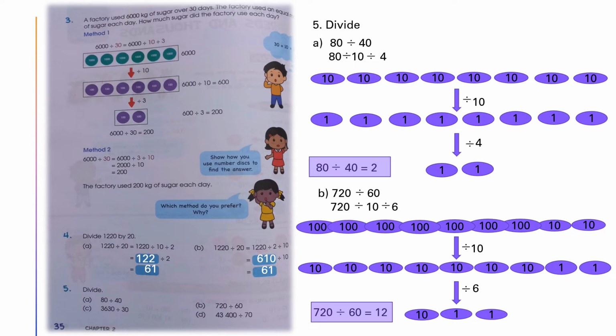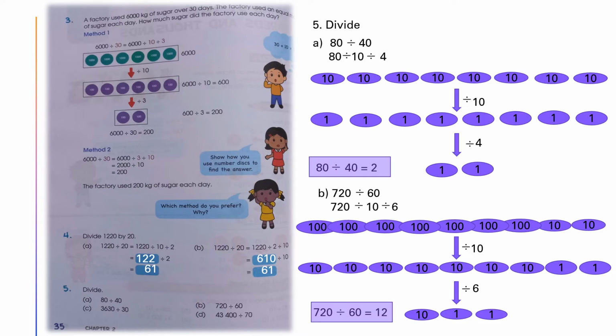Now in question 4, we have to divide 1220 by 20. Here also we are going to break up 20 in terms of 10 and 2. In part A, the division is achieved by first dividing 1220 by 10 and the resultant by 2. In part B, the division is achieved by first dividing 1220 by 2 and the resultant by 10. But the answer in both situations is the same. So you can use any method which is convenient for you.